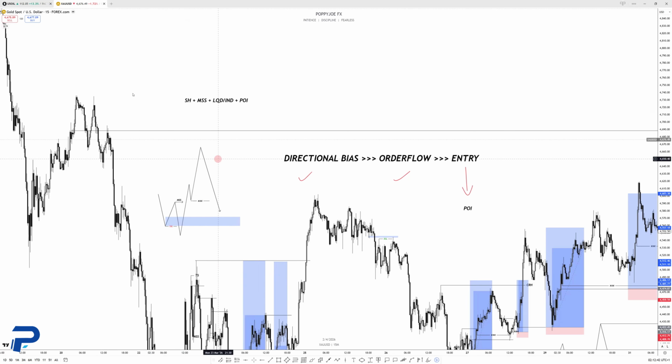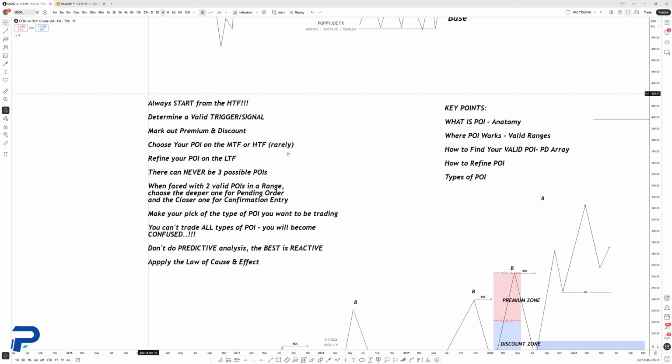Now, don't be rigid, because there are other instances where you can still get the POI on the higher time frame. That's why you see me using it here on the medium time frame or the higher time frame. So I don't want to be rigid around it and say it applies all the time. You can apply discretion at will, and also refine your POI on the lower time frame.